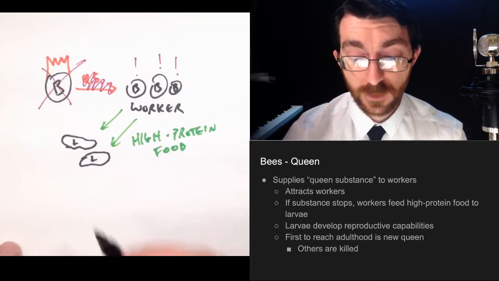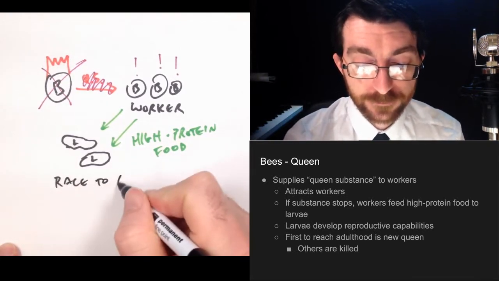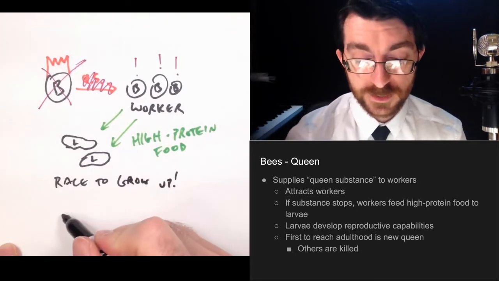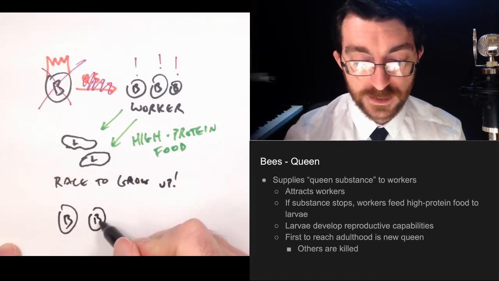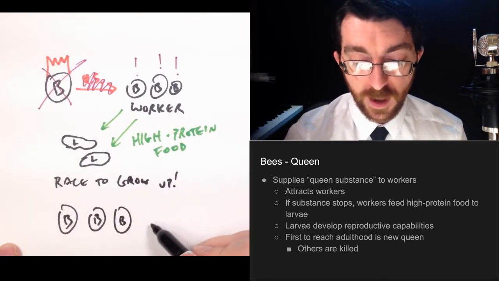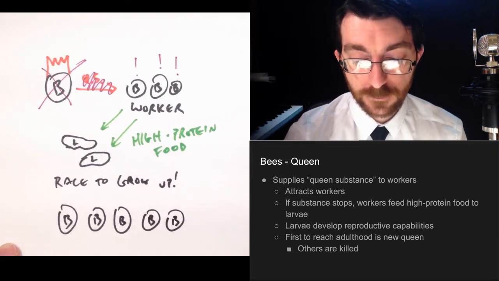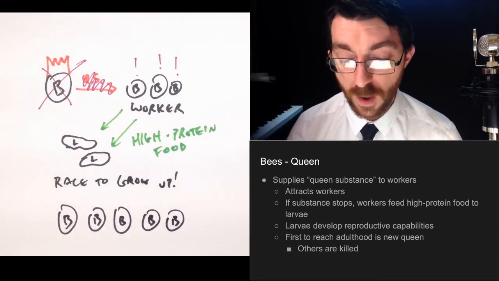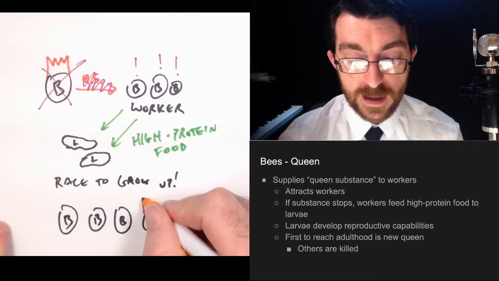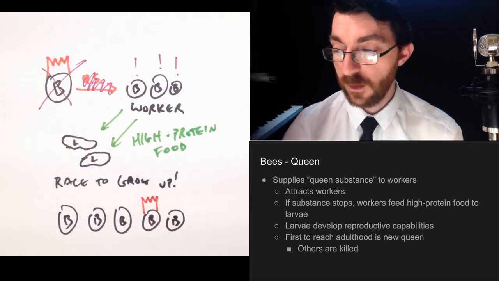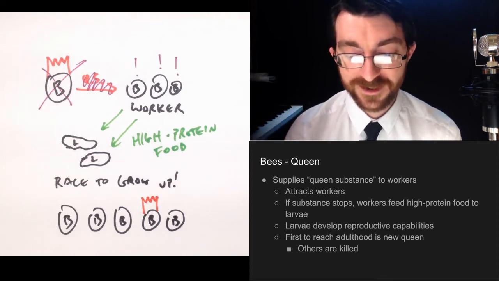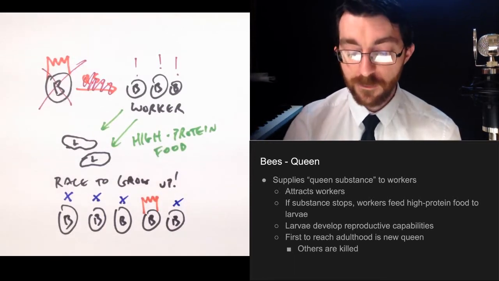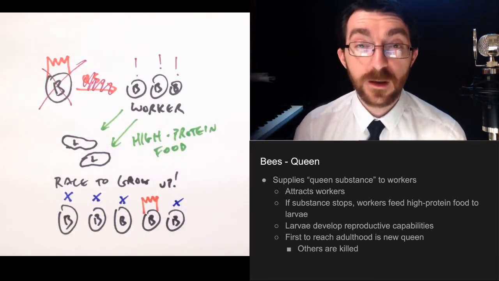So, they have a race to grow up. Let's say we've got bees at various stages of maturation. These are all female bees with the ability to reproduce, and then all of a sudden one of them is like, I can lay eggs now. All of a sudden it's time to kill the others. And they actually must flee for their lives, otherwise they're dead.